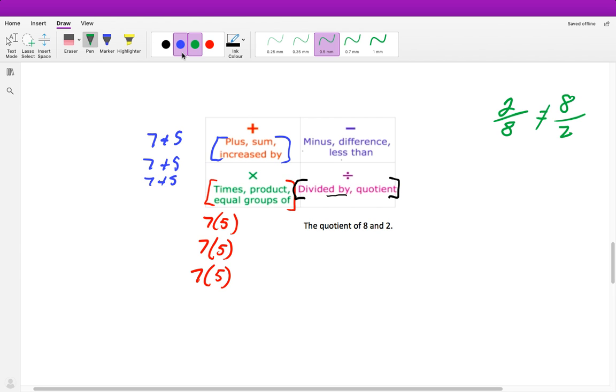So the order that you write it is the order that our numerator and denominator goes. The first number that we have is going to be our numerator, and then the second number that we have is going to be our denominator. So the quotient of 8 and 2 is 8 divided by 2, or 8 over 2, however you would like to write that. For quotient, the order matters.